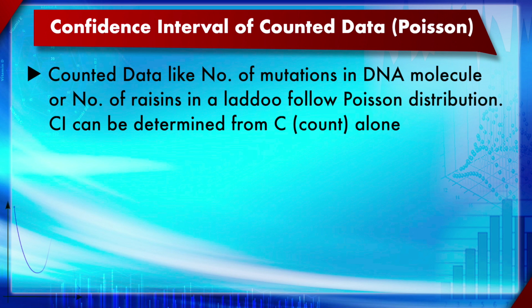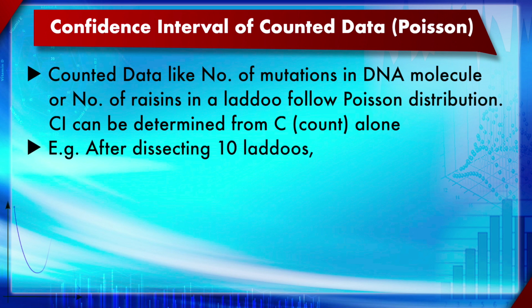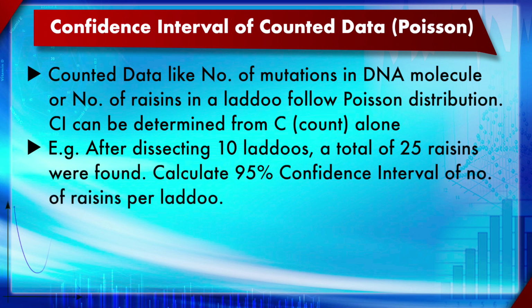So, for example, it is a very simple problem. After dissecting 10 laddus, so you take the sweet laddu and dissect 10 laddus, a total of 25 raisins were found. How can you calculate the 95% confidence interval as well as the number of raisins per laddu? So, the mean number of raisins per laddu you can calculate, and its 95% confidence interval, that is a count data. How can you do that?